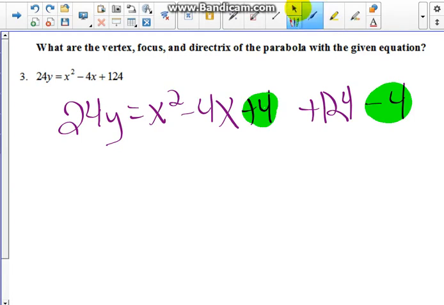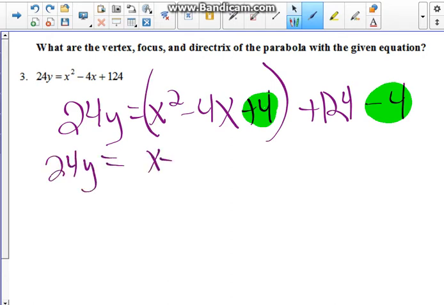So now I'm going to rewrite this as 24y equals, and this is going to be x minus 2 squared. And 124 minus 4 is +120. Okay, so we're getting closer to our equation, which is y equals 1 over 4c x squared. So we're getting there. But now this is going to be the x squared. This is going to be the one with the vertex of h and k. So it's going to look like this one.